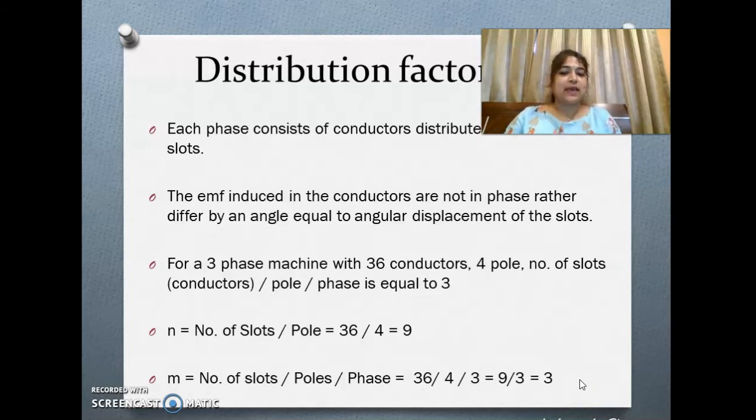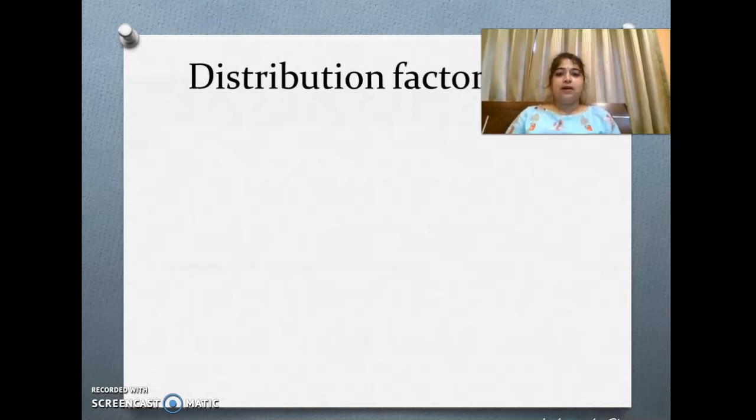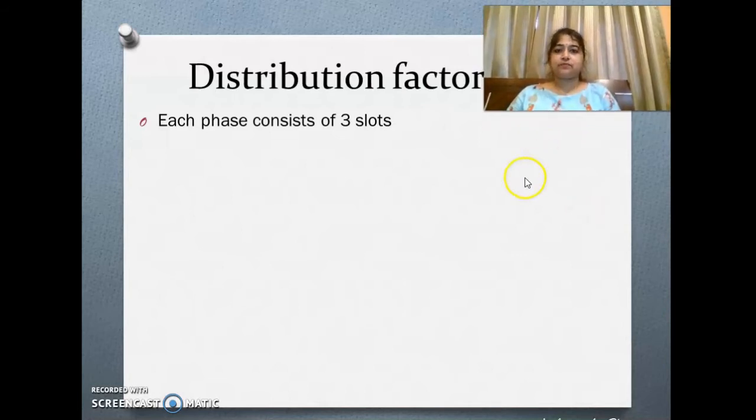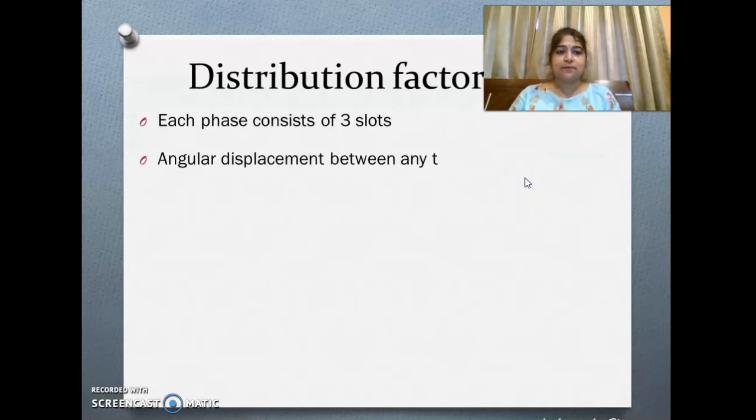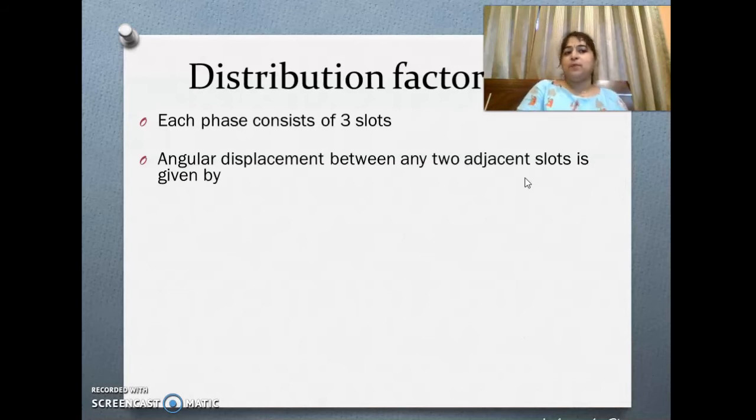Now what is m? I'll tell you what m is. M is the number of slots in which the winding is distributed. So when we say in how many slots it is distributed, it is distributed in m number of slots. Let's try to understand this better. Distribution factor. Now each phase consists of 3 slots for this particular example. Generally we can say that each phase consists of m number of slots.